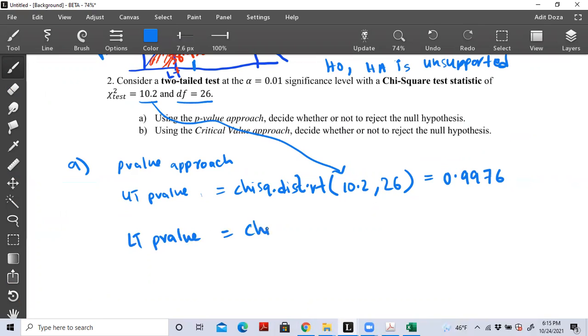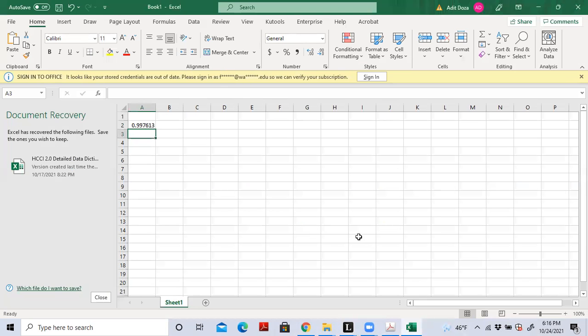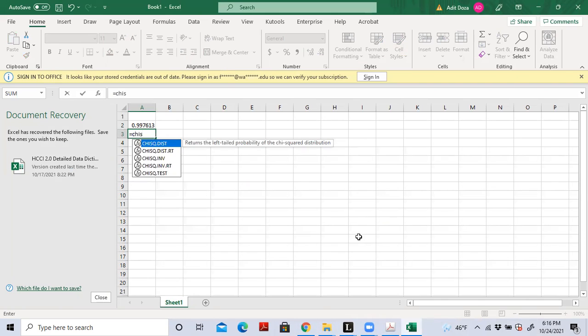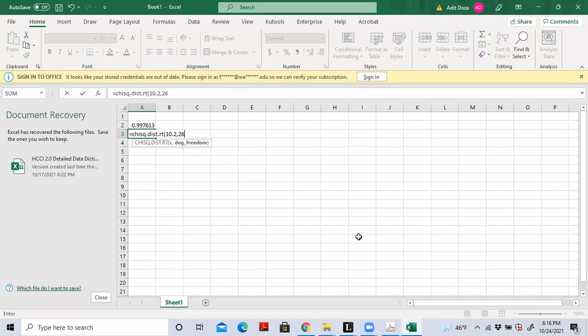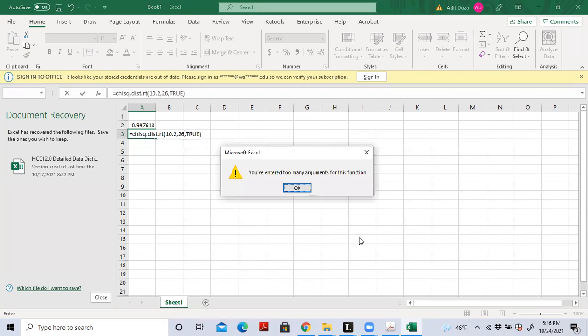Okay, CHISQ.DIST. Here you have to write true, right? Because it's a little bit different. So if we calculate the lower tail p-value, CHISQ.DIST, 10.2 is the test statistic, degree of freedom is 55, right? Oh no, 26 here, sorry, 26, and this is true.